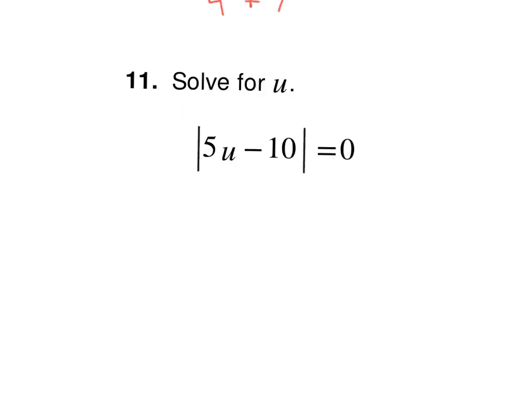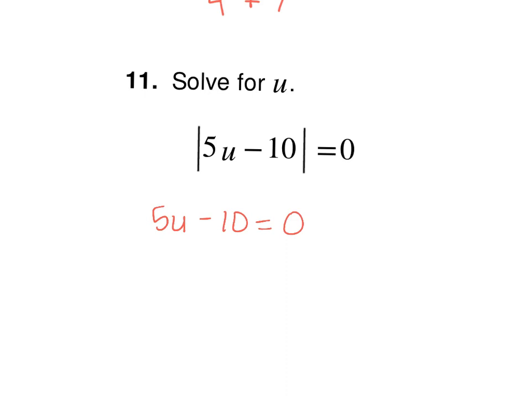Problem 11 asks us to solve for u. So we are going to set up our equation and we are going to lose the absolute value bars. So we have 5u minus 10 equals 0. Normally we would set up our two equations. Say this was set equal to 3. We would have 5u minus 10 equals 3, and 5u minus 10 equals negative 3. But there's only 0. There's not positive 0 and negative 0. It's just 0. So now we solve.